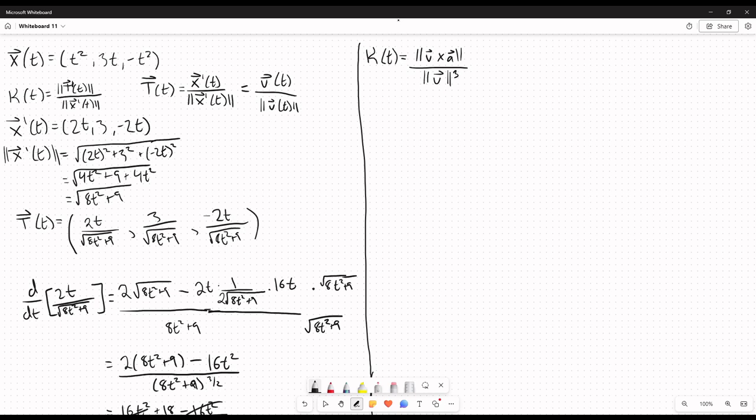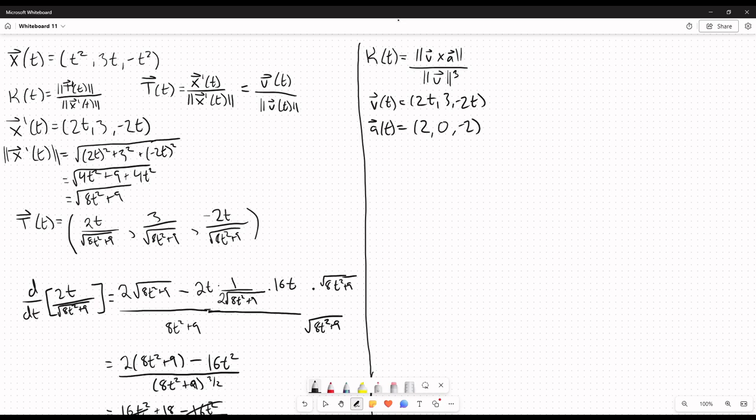So what does that mean? Remember, v is velocity. That's just the derivative of our curve, of our path, I should say. And then acceleration is the second derivative of our path. So let's go ahead and start by finding those. We actually already found this one. This is just 2t, 3, negative 2t. And the acceleration is going to be the derivative of that, which is just 2, 0, negative 2.